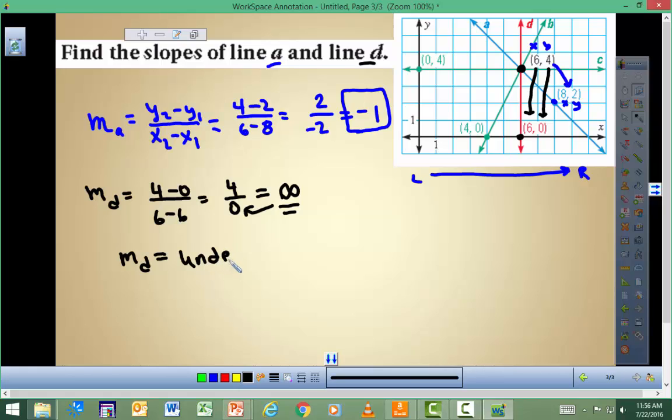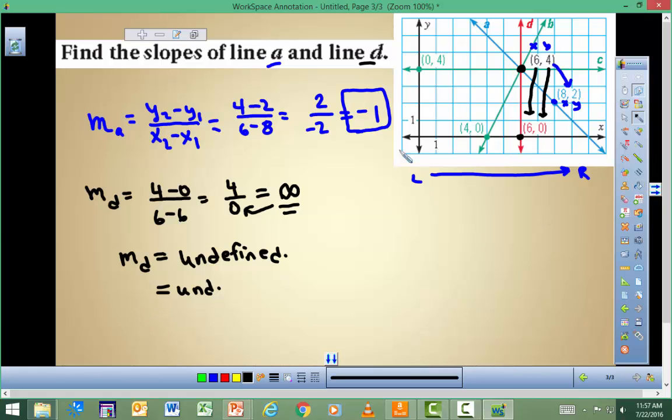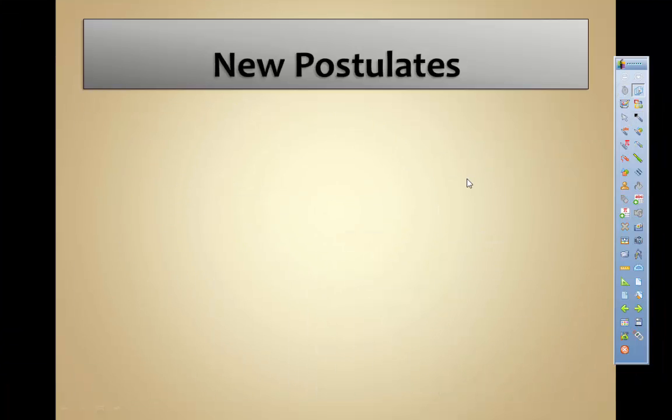Now, I'm just going to tell you a shortcut here. Usually when we're writing undefined, we just abbreviate it, UND. You're going to have some problems on your assignments where you're just calculating slope: you find a couple points on the line and use the slope formula right here. Pretty easy stuff, not too bad.